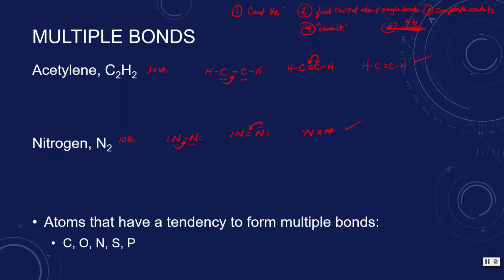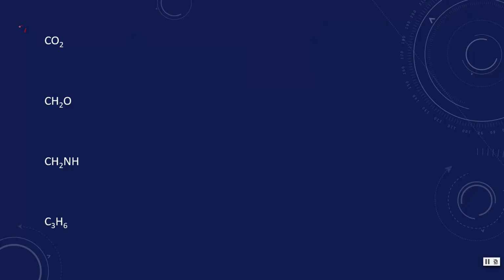The atoms that frequently will form multiple bonds include carbon, you saw that right here, oxygen, nitrogen, you saw that right here, sulfur and phosphorus. Rule 1, valence electrons. 4 and 12 is 16. Rule 2, put the unique atom in the center. Rule 3, complete the octets.